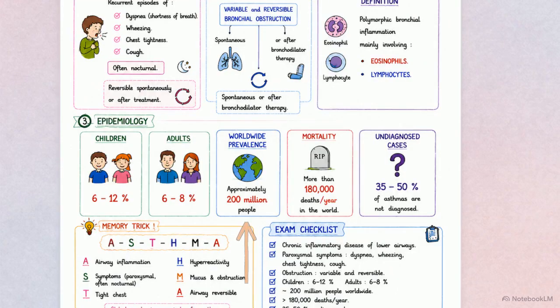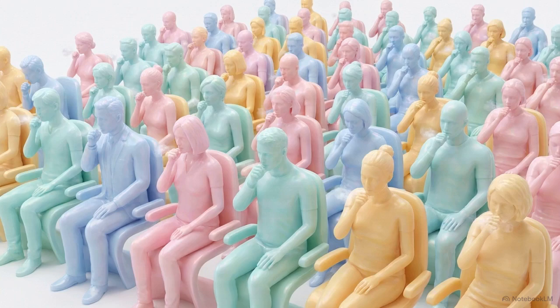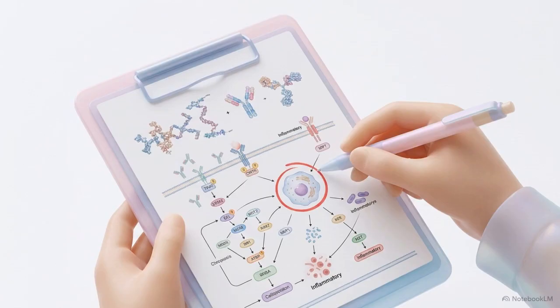Approximately 200 million people are living with asthma worldwide. Yet, the data shows that 35 to 50% of asthmatics remain entirely undiagnosed. The sheer volume of patients, combined with that high rate of misdiagnoses, makes recognizing the exact inflammatory mechanisms of this disease a critical clinical imperative.